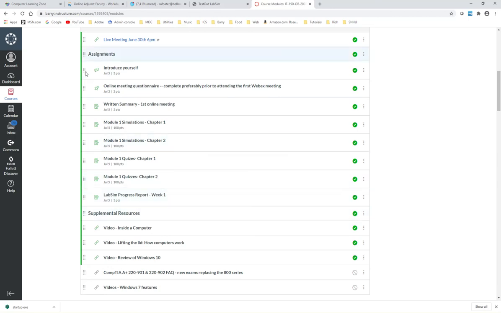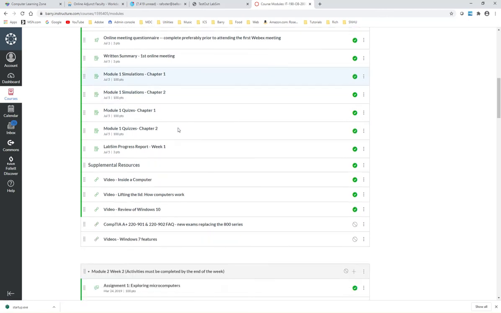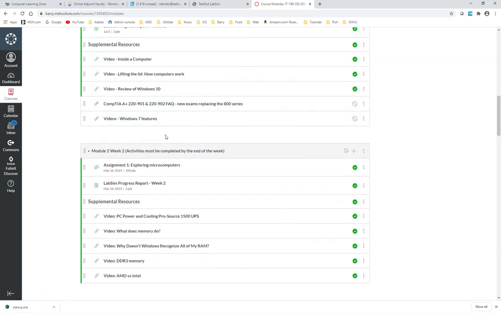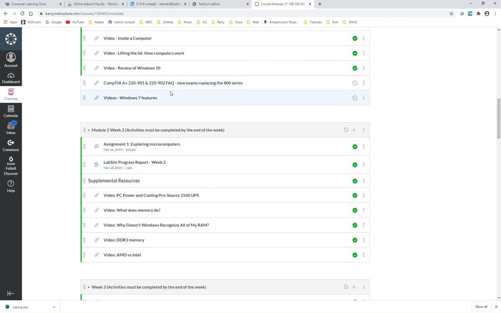Notice that these are all broken down. Here's all your assignments. Introduce yourself. Module 1 simulations and Module 1 quizzes are in here. So this will tell you exactly what to do. This is the simulations for Chapter 1, simulations for Chapter 2. And all you have to do, you do not submit anything for the simulations or the quizzes other than a text message saying, I submitted them. These are supplementary resources that you can use that will help you. And anything that's here, you're not going to be able to see. So I will have week 2, which is going to be basically the same thing in here.